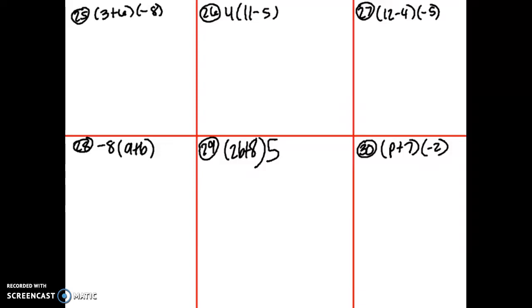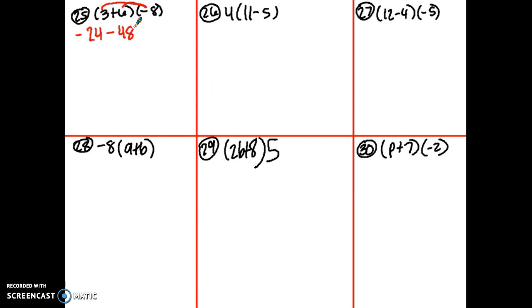Alright, when using the distributive property, you're going to multiply what's on the outside to everything that's on the inside. If the number on the outside is written behind the set of numbers that we're multiplying, you still do the same thing. We have negative 8 times 3, which is negative 24. Negative 8 times 6 is negative 48.